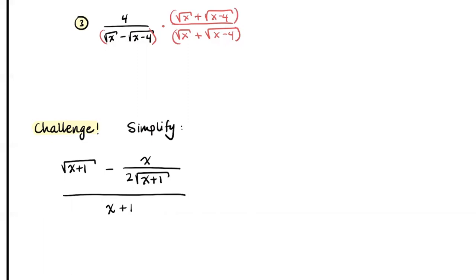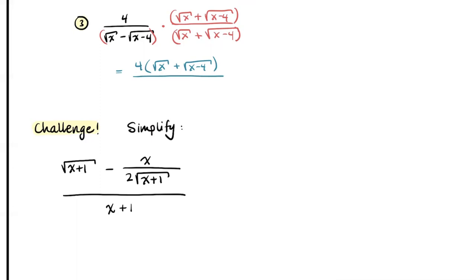Okay, now multiplying these into a single fraction. Here's our numerator, just 4 times all of that stuff. Again, there's no need to distribute the 4 or anything. We can just leave it just as it is.